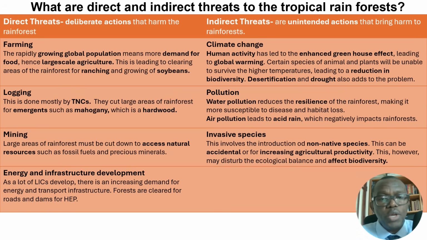Going back to the tropical rainforests, what are the direct and indirect threats to the tropical rainforests? Now, direct threats are deliberate actions that harm the rainforests, while indirect threats are unintended actions that bring harm to the rainforests. So we'll start off with the direct threats, so the deliberate actions that harm the rainforest.